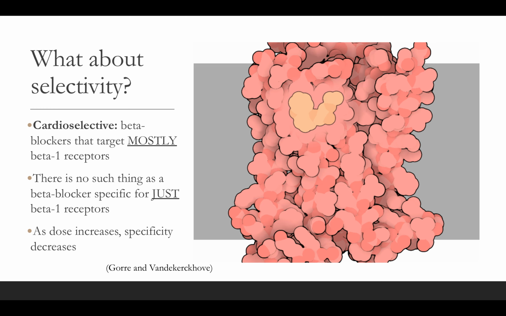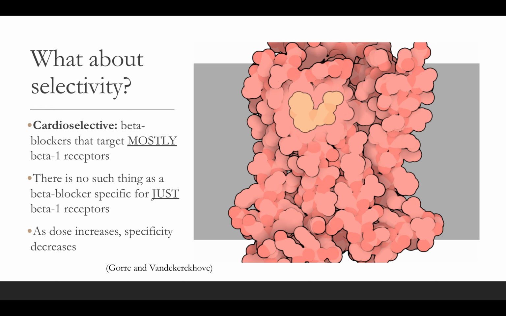So cardioselective beta blockers are beta blockers that target mostly beta-1 receptors. There are a lot of beta-1 receptors in the heart, like I mentioned before. The heart has a ratio of 70 to 30 beta-1 receptors in comparison to beta-2 receptors. So there's quite a bit more, almost double, beta-1 receptors in the heart. There is no such thing as a beta blocker specific for just beta-1 receptors. And to be clear, as the prescribed dose of a beta blocker increases, specificity decreases. So they have an inverse relationship.